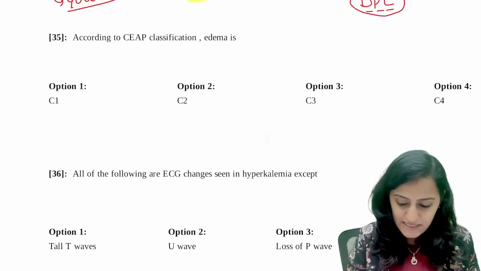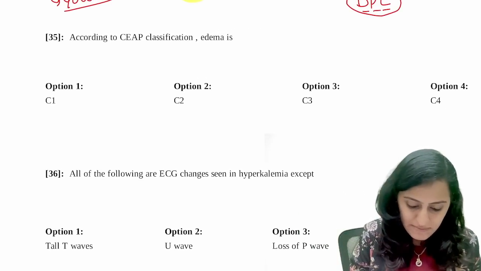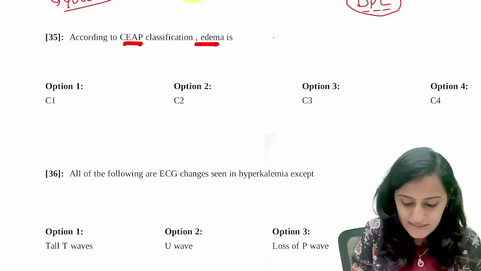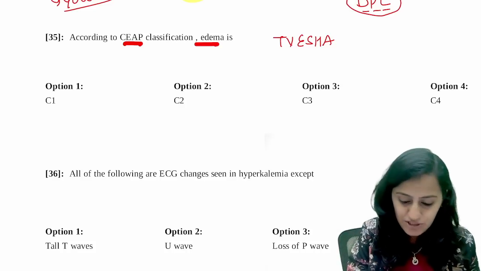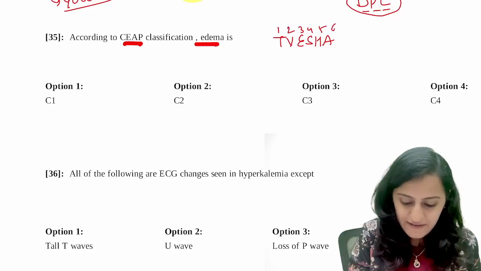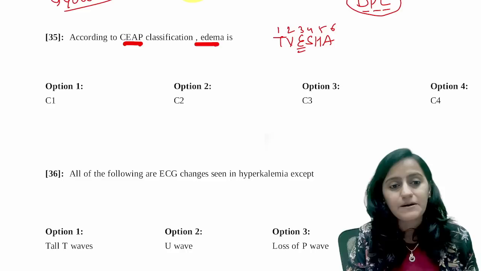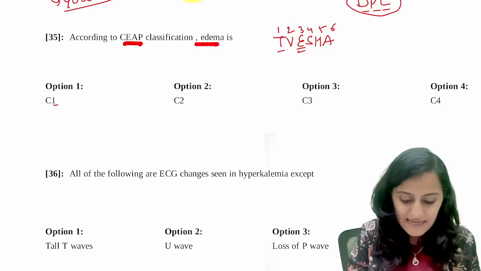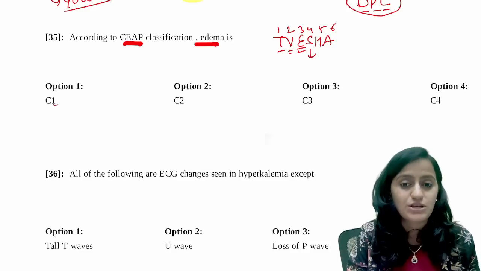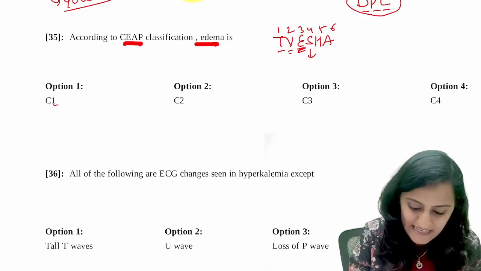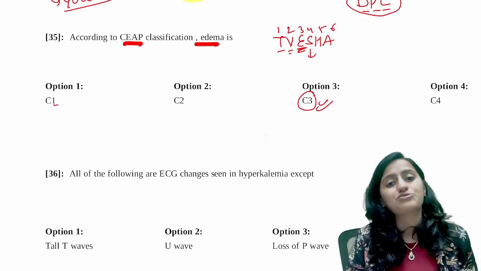Next one, according to the CEAP classification, edema is, so remember the mnemonic here is TV Isha, right? That is a mnemonic for the CEAP C classification, C1, 2, 3, 4, 5, 6. E stands for edema. Right, so C1 is telangiectasia, V is varicose veins, E is edema, and S is the skin changes. So edema, TV, Isha, remember this is C3.